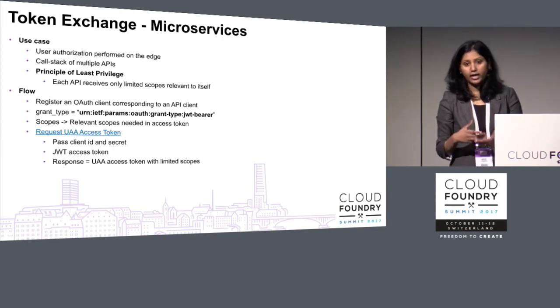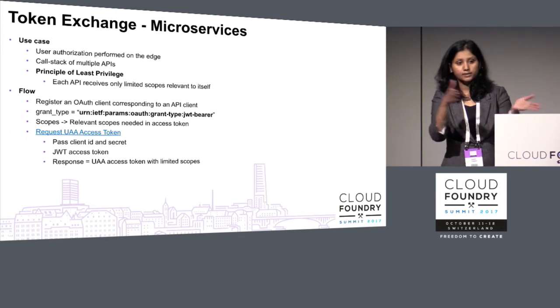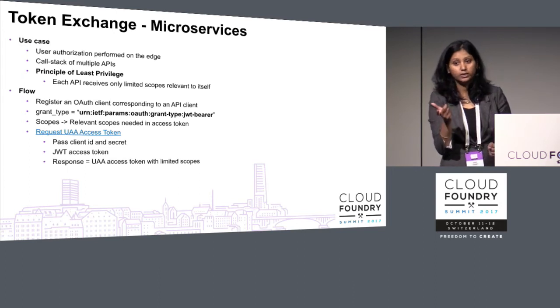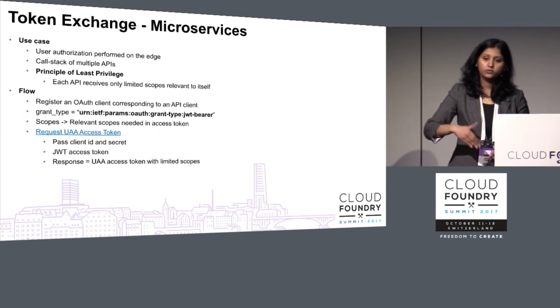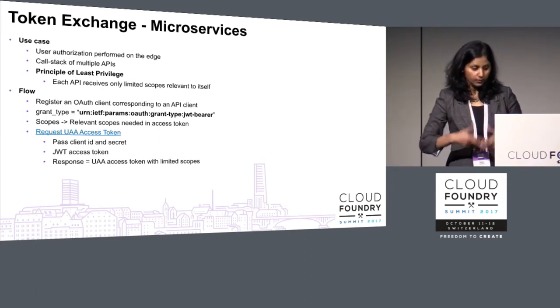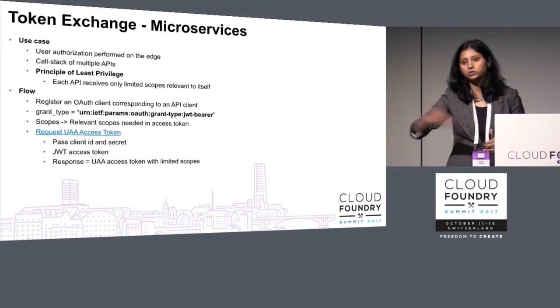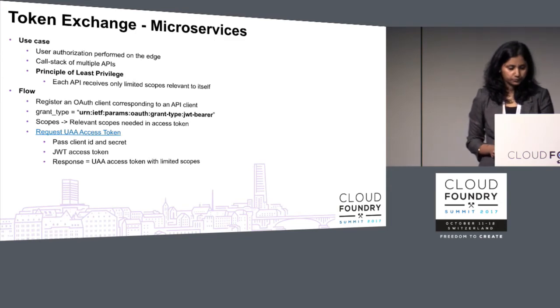So token exchange can help you here, because what it can do is you pass that token with more scopes to UAA, and it will exchange it for a token with limited scopes that you can then pass downstream. So this way, you are decreasing the footprint of having the token misused for other things, because the scopes are limited in the token.